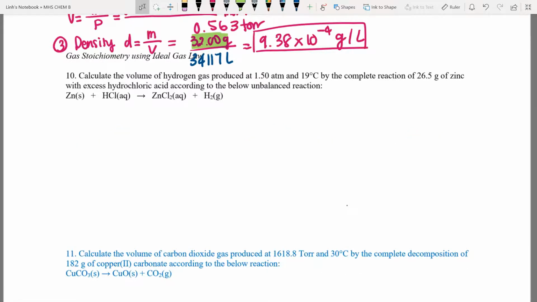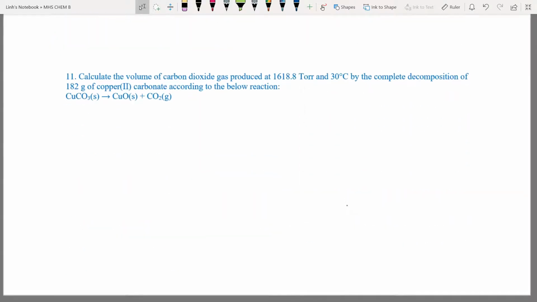Next, let's do a stoichiometry problem using the ideal gas law. So number 10 and number 11 is type number 1 in your notes, which is where you were given the pressure and temperature of chemical A. So in this case, it's CO2. And you were given the mass of chemical B, which in this case is copper carbonate. And you are asked to calculate the volume of chemical A, which is CO2.